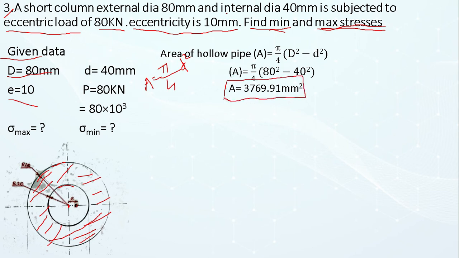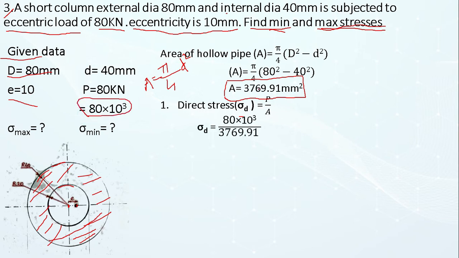So our first stress, direct stress, can be calculated as sigma d is equal to load divided by area. Load is 80 into 10 raised to 3 and the area we have calculated here. So sigma d is equal to 80 into 10 raised to 3 divided by this area. Therefore, sigma d, direct stress, is equal to 21.22 Newton per mm square, and this is compressive in nature.